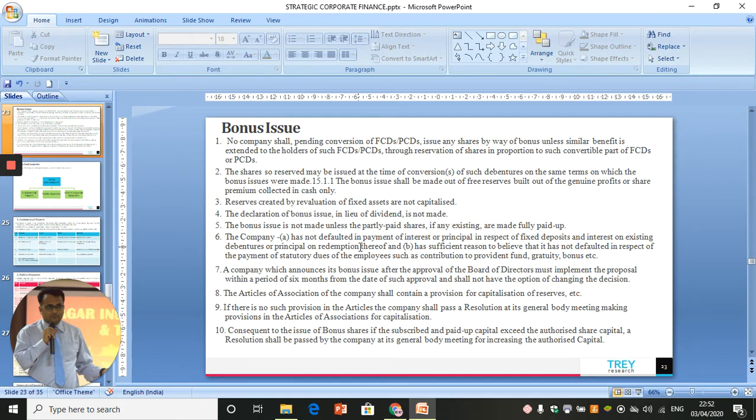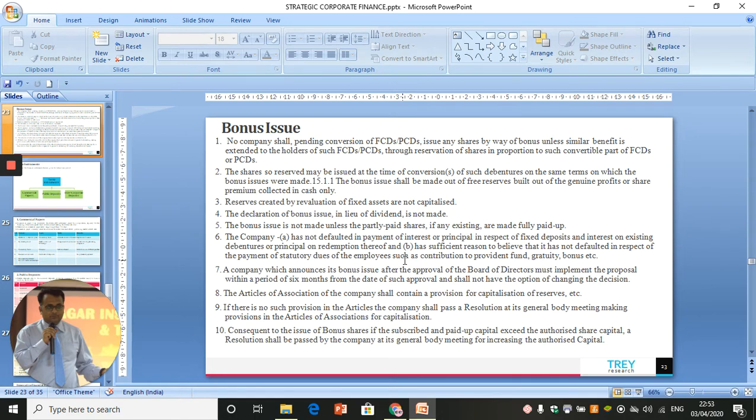The company has not defaulted in payment of interest or principal in respect of fixed deposits and interest on existing debentures or principal on redemption thereof, and has sufficient reason to believe that it has not defaulted in respect of the payment of statutory dues. So there should not be any default in the interest and payment of principal of the debts. Plus, also there should not be any default in the payment of statutory dues. If there is any default, then bonus shares cannot be issued.